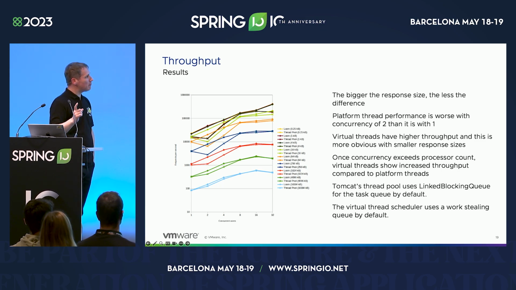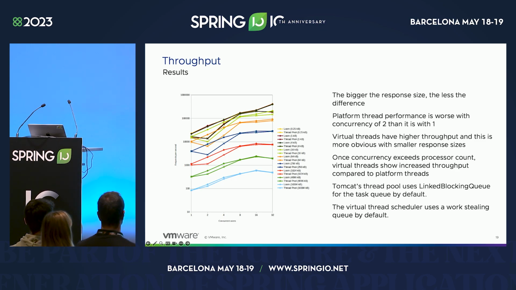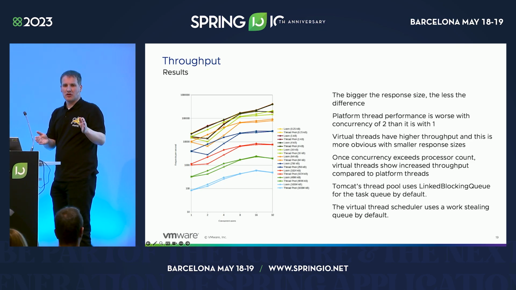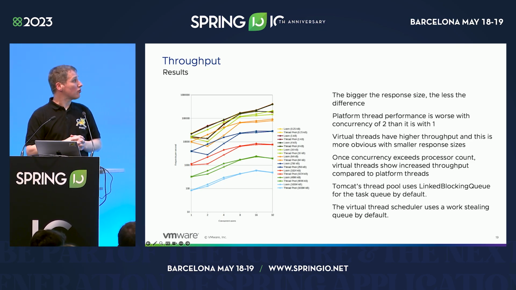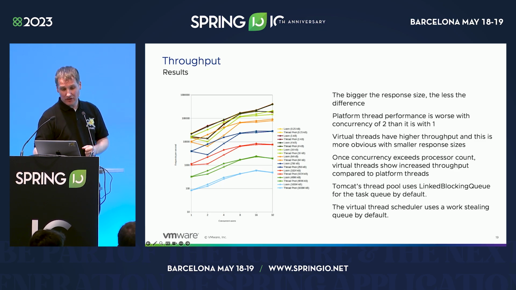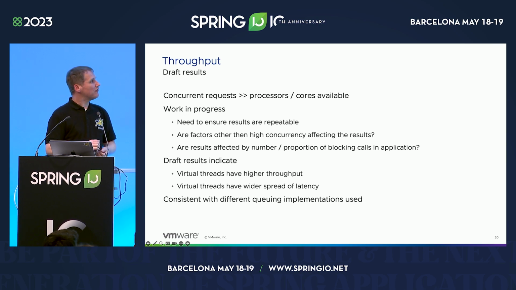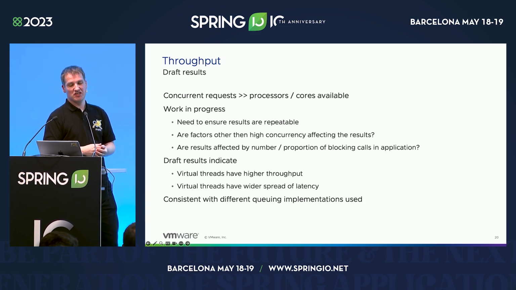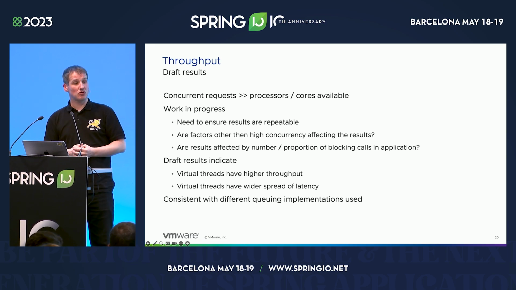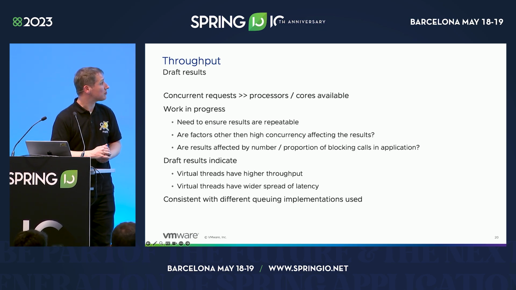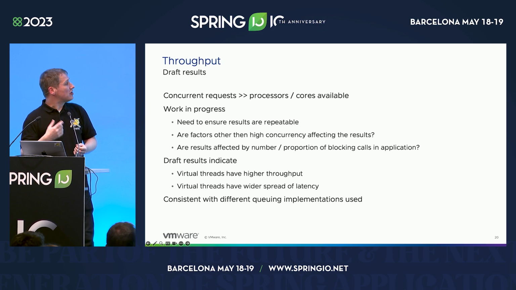The other thing that we'll come back to in a moment is you see here that once you get to more concurrent users than there were cores available on the machine, virtual threads start to do better again. That, again, is all around contention, and that's the area that I do want to look at in rather more detail than I've had time to so far. But I do have some draft results for you. So if you start testing a configuration where concurrent requests are much, much greater than the processors or cores you have available, and credit to my colleague Violetta who helped with generating these results, then you do see something interesting.